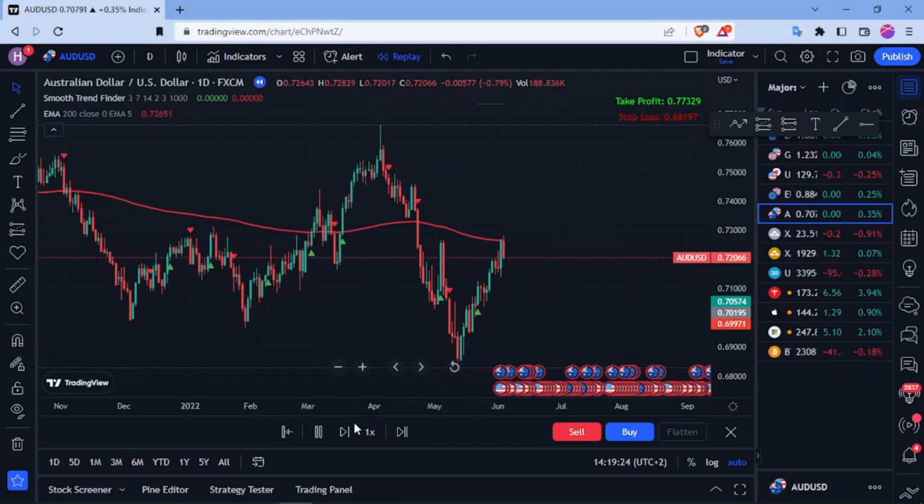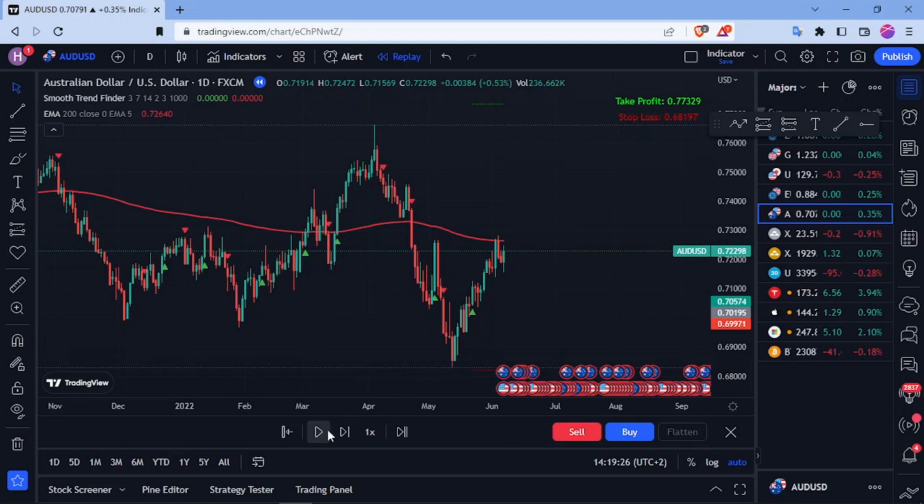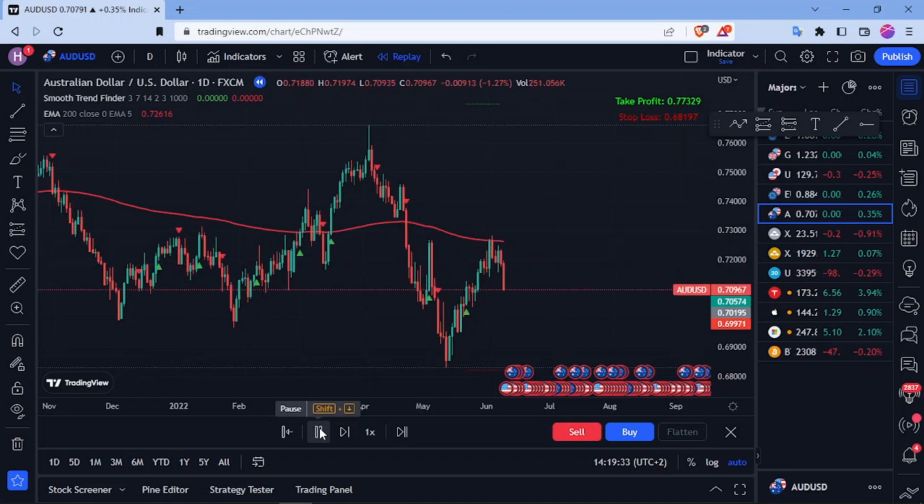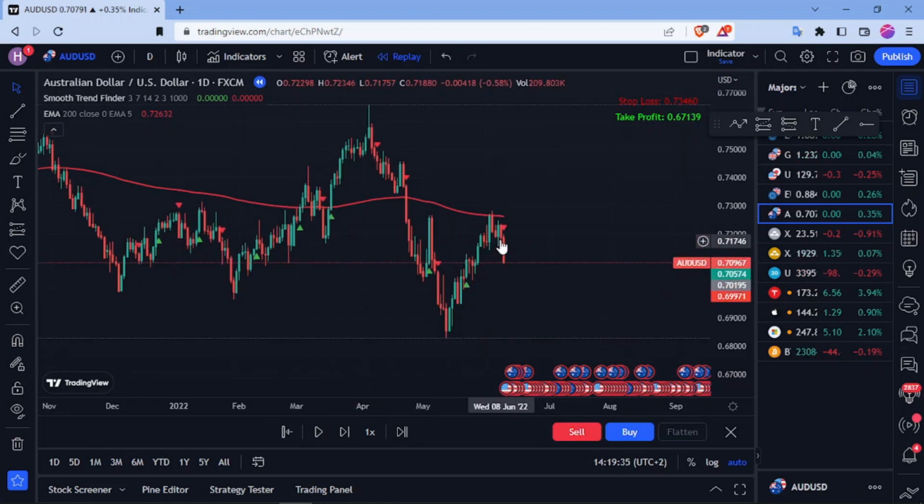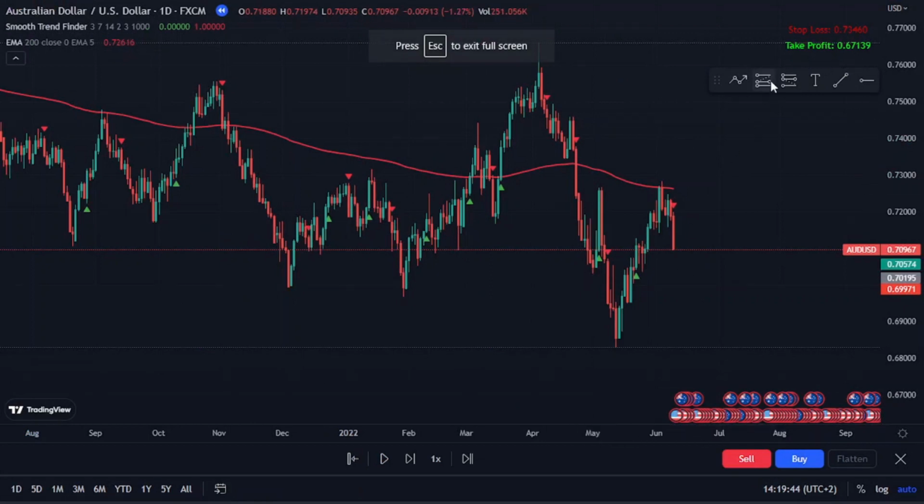As you will see, price approaches this level, which is the 200 EMA, and rejects off this zone. We are looking for a continuation signal in the downtrend. The smooth trend filter gives us an entry sell signal where we can now use the stop loss and the take profit levels provided by it to enter the trade.